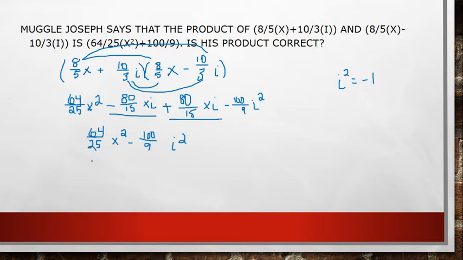So now I have 64/25 x squared, negative 100/9 times a negative 1 gives me a positive 100/9. So that's my final answer. Now I need to see, does it match up with the final answer that Muggle Joseph got? Well, yes, it does match up. It's the same. So is his product correct? Yes. His product is correct because we got the same answer.